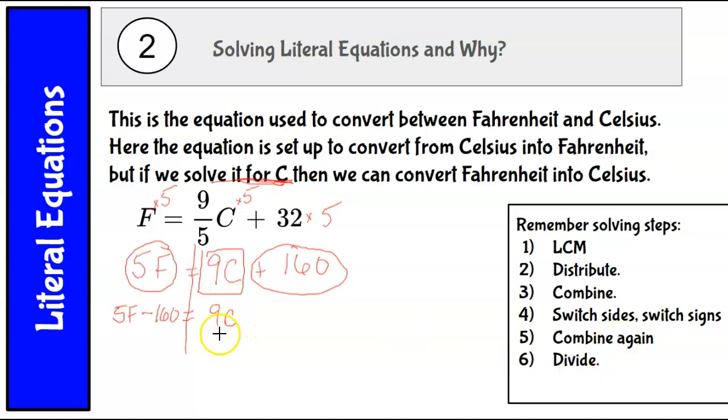And then we divide by the number that's with the variable that we're solving for. We're solving for C, so we're going to divide this whole thing by 9. And I'm going to go ahead and distribute that to each term. So I get 5/9 F minus 160 divided by 9. Does not go in nicely.